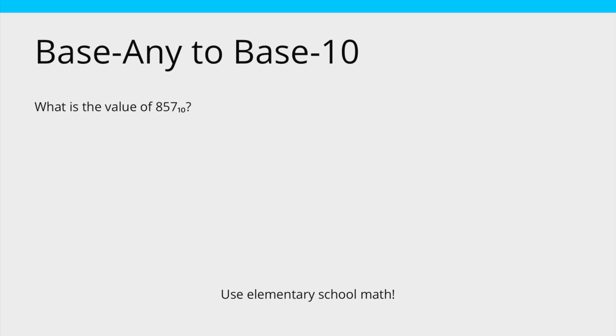When we talk about any base to base 10, I want you to think back to elementary school when you first learned about math and place values. We learned about the number 857. And for the number 857, we learned about the ones place, the tens place, and the 100s place. So 10 to the 0 is 1, 10 to the 1 is 10, 10 to the 2 is 100. We learned about the ones, tens, and hundreds place. And then we had to learn what value this holds.